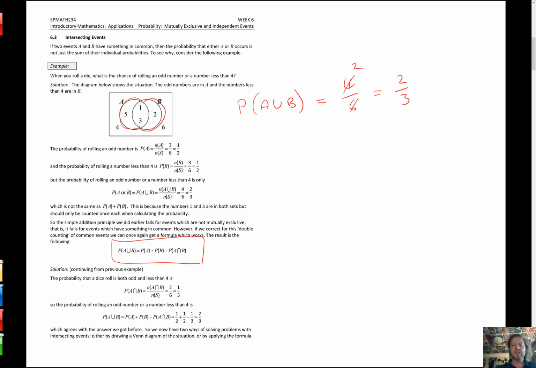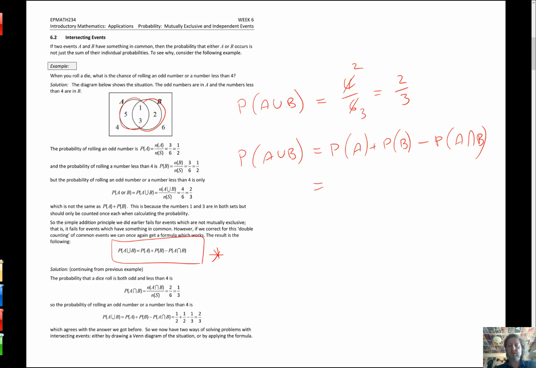There's 2 2's there, there's 3 2's there. So my probability of A union B is 2/3. Now let's look at the formula. The probability of A union B, supposedly, for non-mutually exclusive events, as in intersecting, is the probability of A plus the probability of B minus the probability of A intersection B, which is what it says down here.